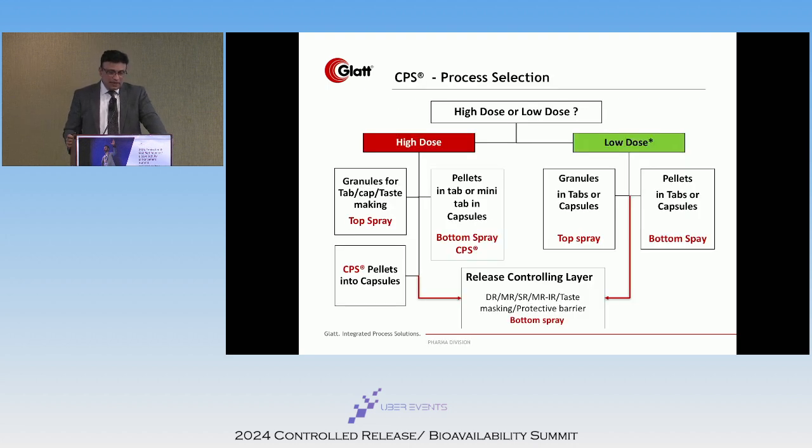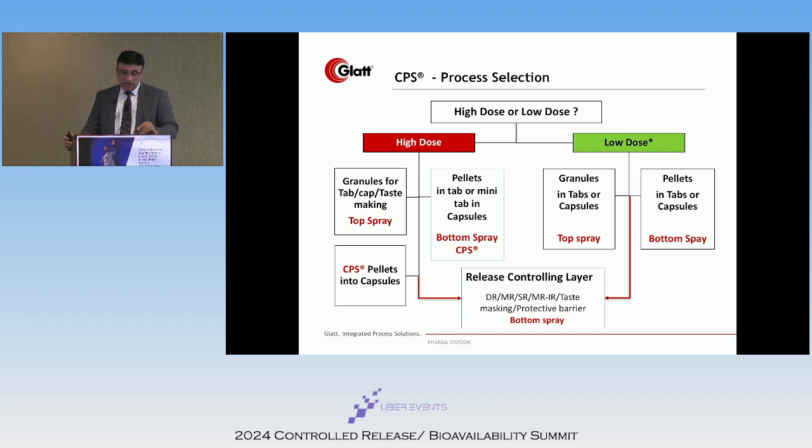So now, it is a very small chart that I would like to show you. If you have a high drug load, then you can choose the top spray granulation, and that can be filled into tablet or capsule, or you can taste mask that, so that will be an option. You can also take it and do it in CPS and put it into capsule. Now, high-dose drug can also be formulated into pellet or do the drug layering there, bottom spray.